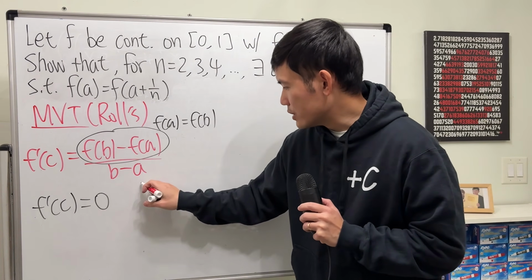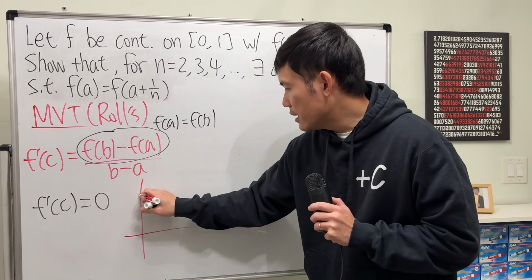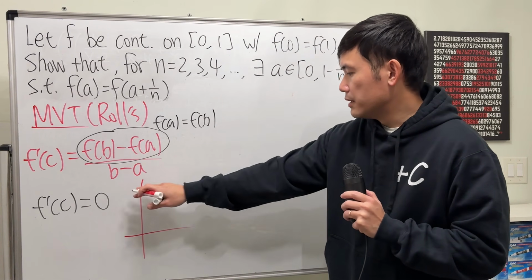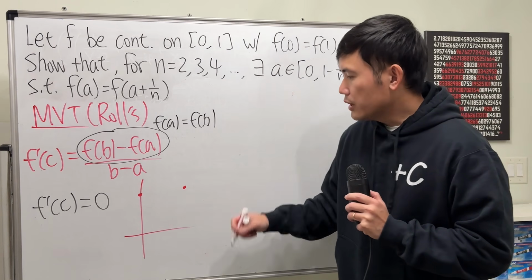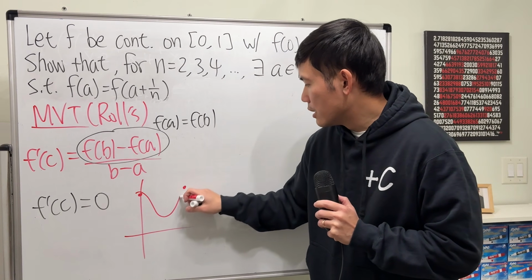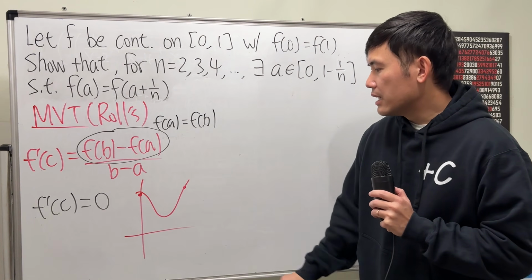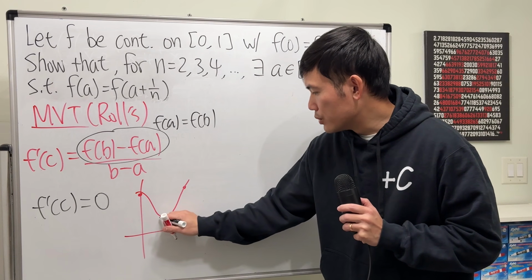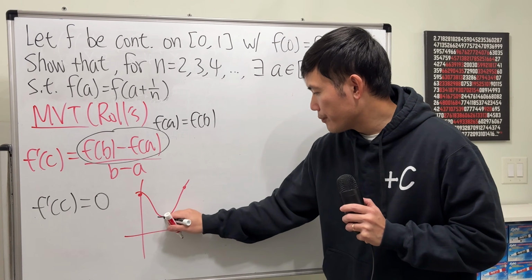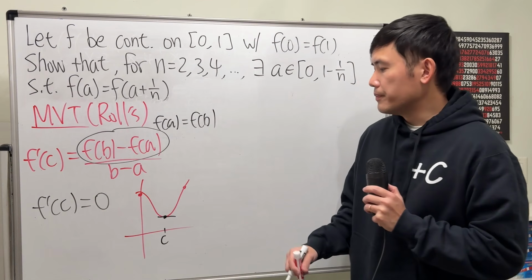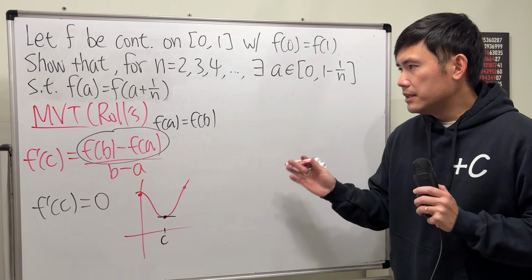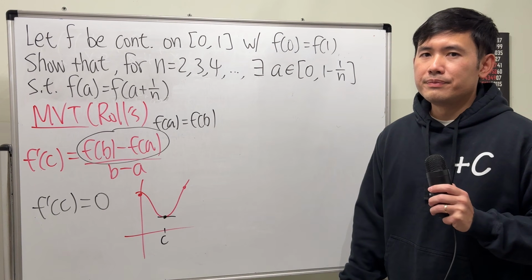And I can show you guys with a picture real quick. Let's say here's f(a), here's f(b), same y value. If you connect the points, what Rolle's theorem is saying is that the derivative must be equal to 0 somewhere. So that's our c. Now, is this a good approach?